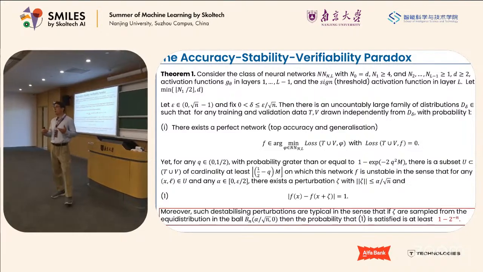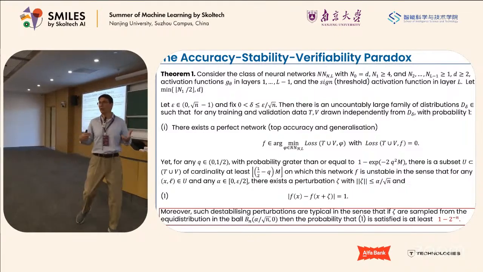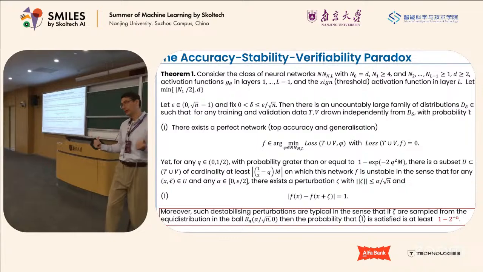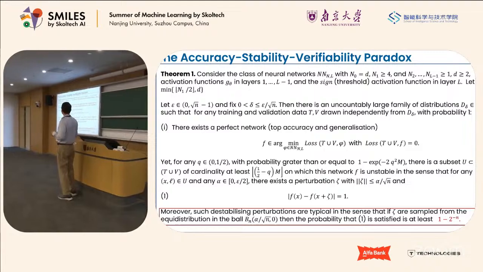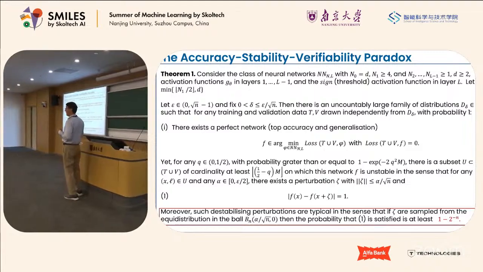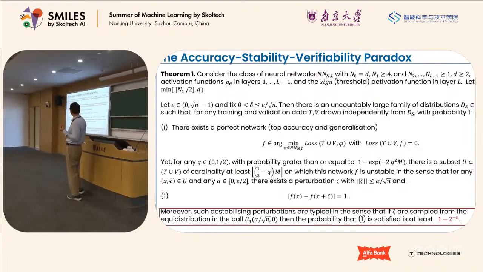When I set q equal to 1/4, I'm saying that a quarter of my data will be affected by the property that I'm going to talk about next. So with probability equal to 1 minus exponential of q squared m, and if m is large, the cardinality of training and validation set is large, that means that this is close to 1. There is a subset of cardinality at least 1/2 minus q. So I said, let's pick q equal to 1/4. So there is a subset whose cardinality is at least 1/4 of your training and validation data set, on which the network is unstable.